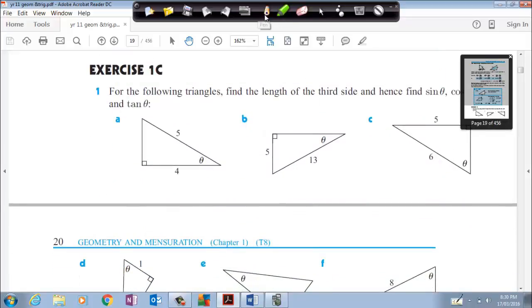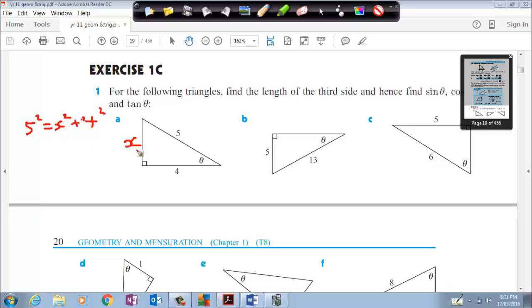So this is pretty straightforward. Find the length of the third side and hence find sine, cos and tan. Okay, so we want to find the unknown side x. So if we use Pythagoras, we'll be able to get that. So if we use 5 squared equals x squared plus 4 squared, then we'll be able to solve that.